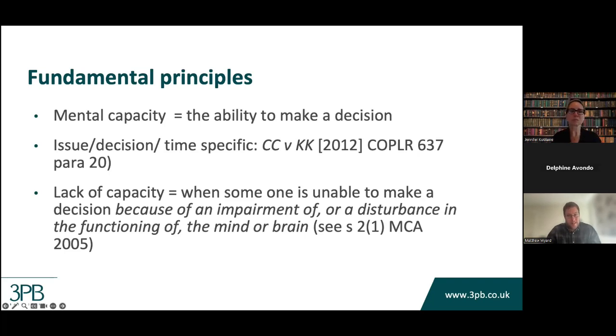And equally, capacity can fluctuate. So someone might wake up with capacity to make decisions to use the internet. They might have their lunch and then lose capacity after lunch, and they might regain it in the evening. And it's actually really common with people with dementia for this to happen because there's a concept of sunsetting where their capacity fluctuates throughout the day and they become more lucid at certain times of the day.